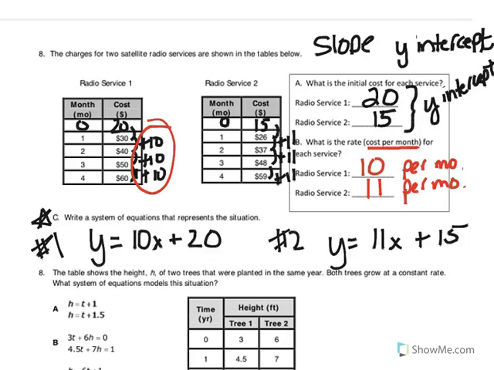Okay, so I hope what you have written down is y equals 10x plus 20 for radio service 1, and y equals 11x plus 15 for radio service number 2. Okay, let's go down to number 8.